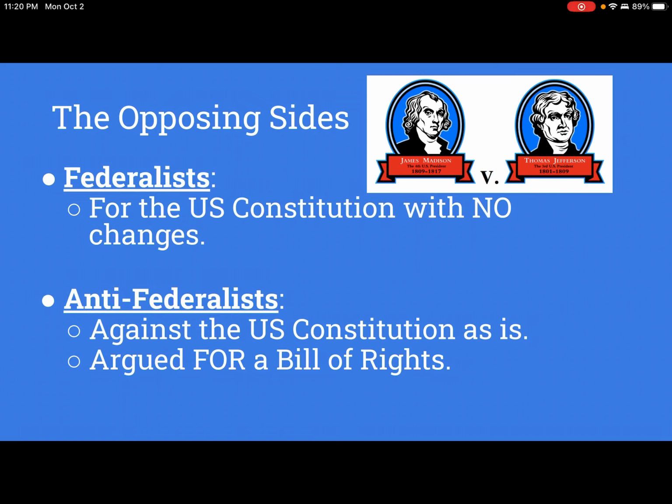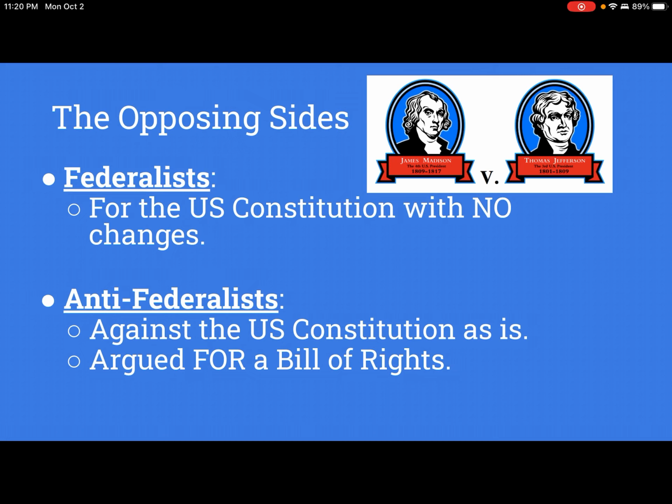So then again, you come back to these opposing sides. The Federalists were for the Constitution with zero changes. They liked it, they didn't need changes. Anti-Federalists, who, as you saw from the film, were largely unsuccessful, okay? Really, with about everything they did, they were unsuccessful. And so they were against the Constitution as is. They argued for a Bill of Rights.